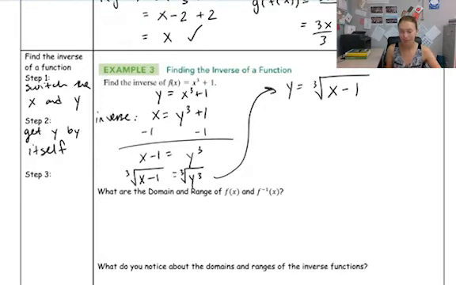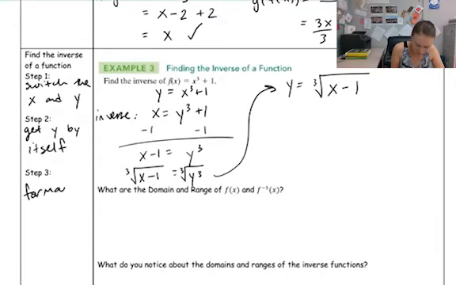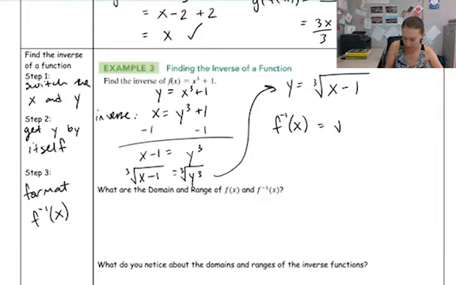Now, one more step. You think you're done, but you're almost done. We need to write our formatting a little differently. f with a little negative 1. It looks like an exponent, but it's not. It's just notation. So f inverse of x is how we say that, equals the cube root of x minus 1.